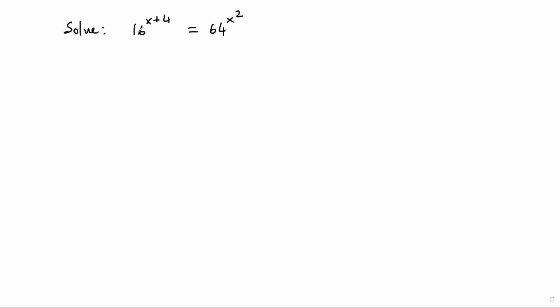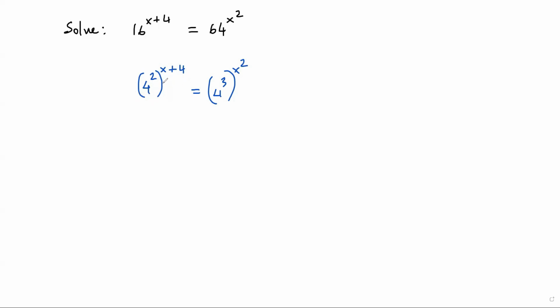So already we know that 4² is equal to 16. So instead of 16, we can write 4², and the same exponent, x + 4, can be taken for 4². On the right side, 64 can be written as 4 to the third power, and we can take this exponent x² over here. Here on the left side, the base is 4. We have exponent 2, and for this complete stuff, we have exponent x + 4.